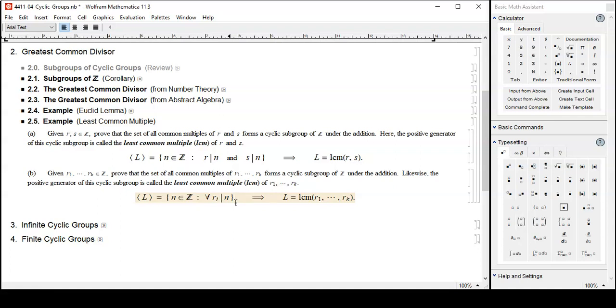So it's a cyclic subgroup, so it must have a generator L, and that's what we call the least common multiple, LCM. Again, you have to prove those three things, and the first one will be the hardest. Closed under the addition. How do I do that? As for the 0, no problem there. Everything divides 0, so 0 certainly belongs there.